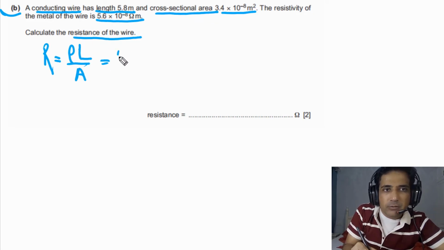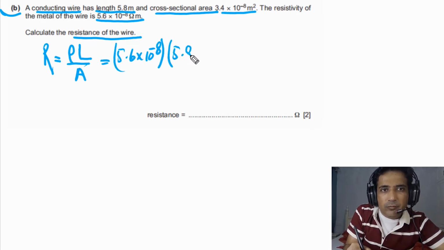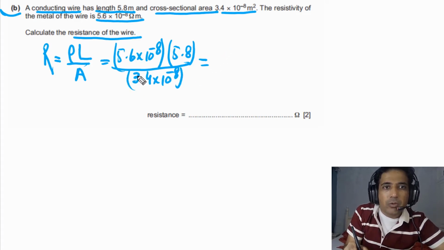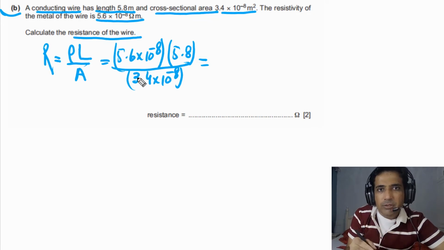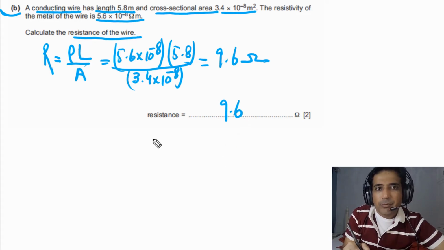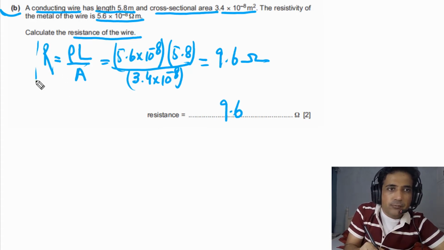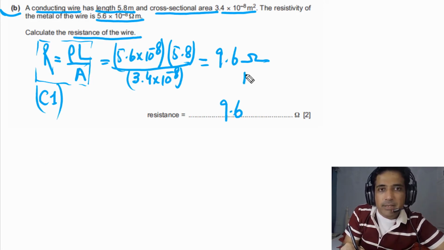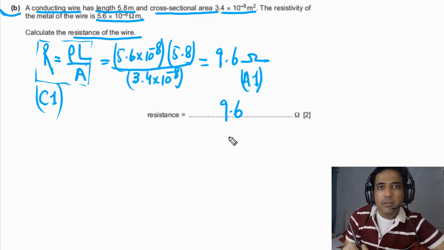In this case, the value of resistivity is given, that is equal to 5.6 times 10 to negative 8. L is given, that is equal to 5.8 meters, and cross-sectional area is also given, that is 3.4 times 10 to negative 8 meters squared. Now simply put these numbers into your calculator and you can find the value of resistance. The resistance in this case is equal to 9.6 ohms. So this is our final answer. This question has 2 marks. The first mark you will get if you have written this equation, this formula. This is the C mark. And the second mark is the answer mark. If you have got the right answer, you will get 2 marks.